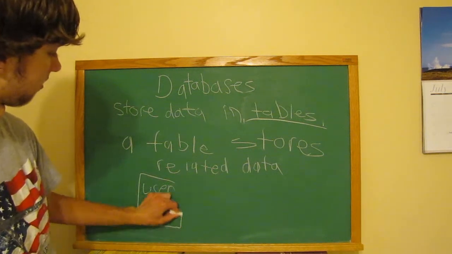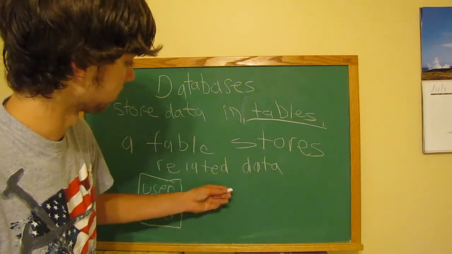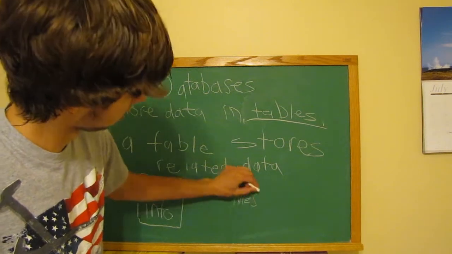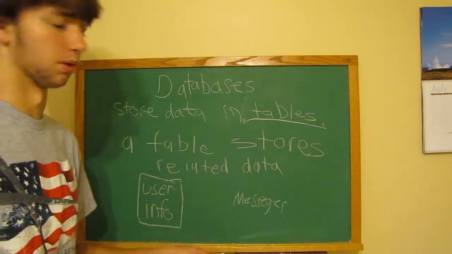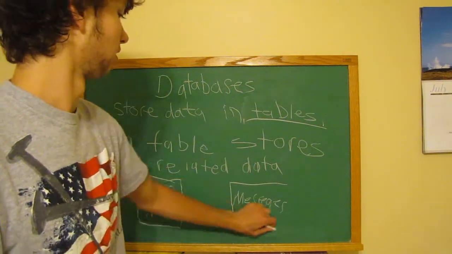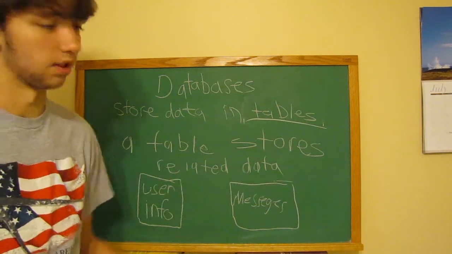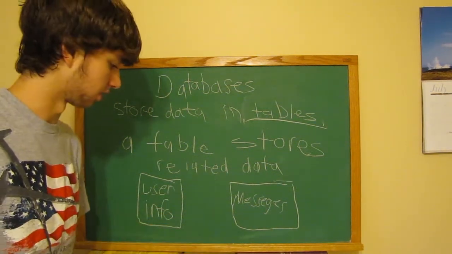And then you may have another table for all the messages or comments. So let's just say messages that they've ever sent. It may be spelled wrong, I'm not real sure. So this is how databases organize data. So the next thing I'll be doing is giving you a quick example on a small database.